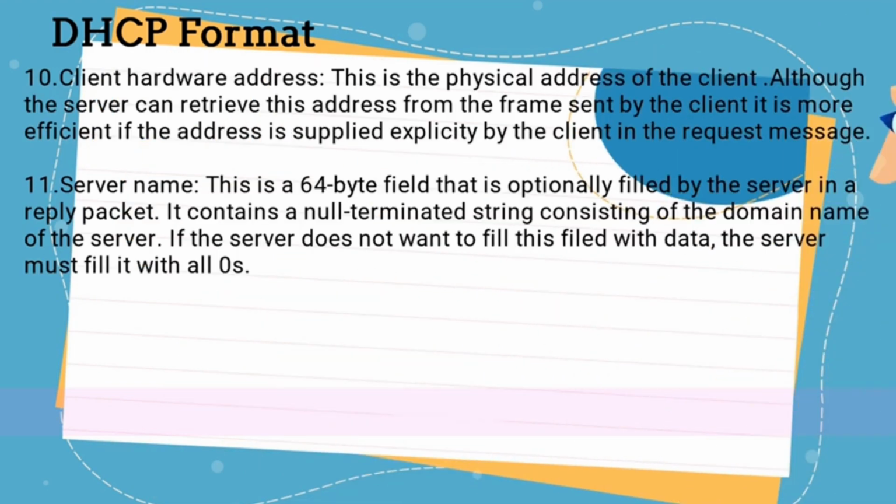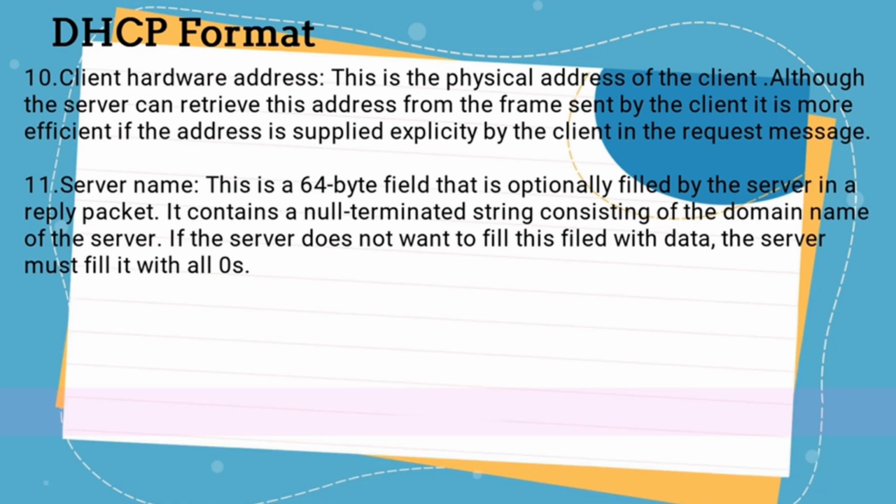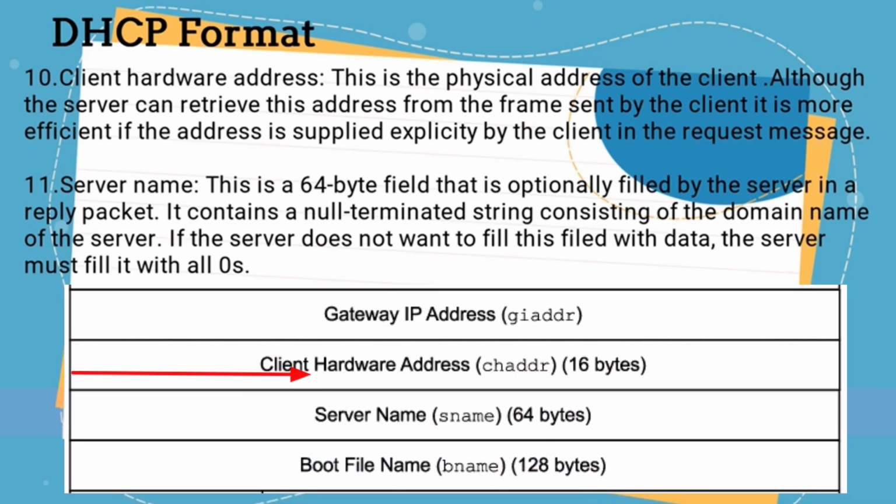Client hardware address. This is the physical address of the client. Although the server can retrieve this address from the frame sent by the client, it is more efficient if the address is supplied explicitly by the client in the request message.